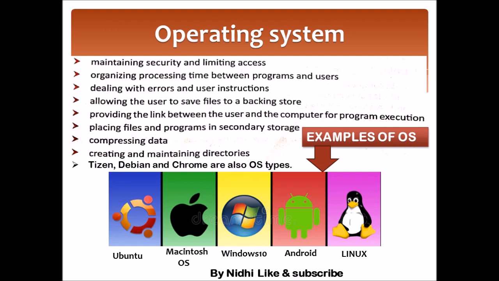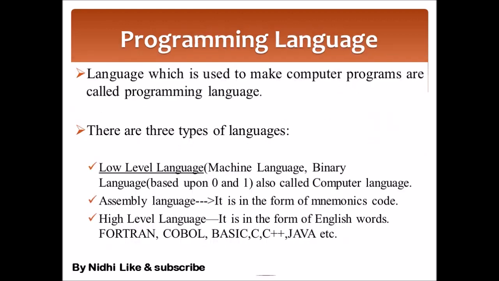Next topic is programming language. As we all know, computer only understands the machine language, that is in the form of binary 0 and 1. So language is used to make computer programs, and the language that is used for making computer programs is known as programming language, because computer doesn't understand the natural language. So there are three types of languages. First is low level language, that is understood by the computer, that is machine language or binary language based on 0 and 1. It is also called computer language.